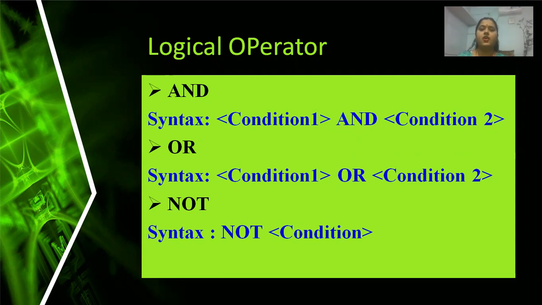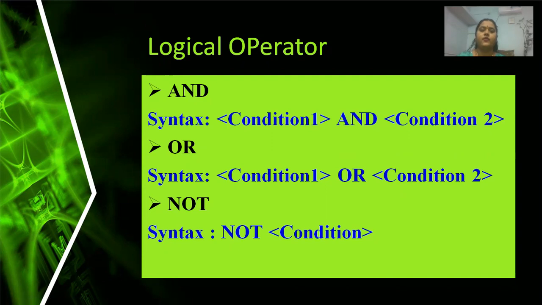The first logical operator is AND. The syntax of using the AND operator is condition 1 AND condition 2. Whenever we use the AND operator, the statements are executed if and only if both the conditions are true. The OR operator is exactly opposite to the AND operator. In the OR operator, if either condition 1 is true or condition 2 is true, then the statements written in the block are executed.